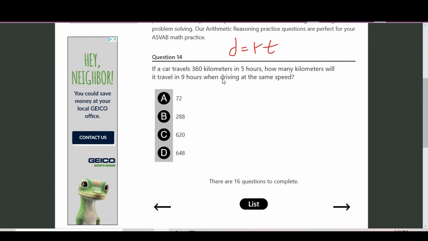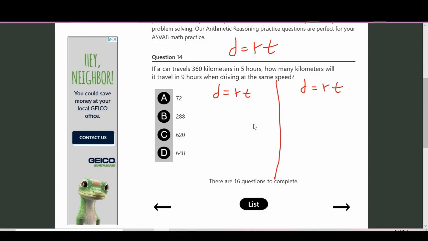So we are going to have to use the distance formula to solve this one. In fact, we're going to have to use it twice. We're told that it travels 360 kilometers in 5 hours. That said, it never gives us the rate of speed of its travel. So let's go ahead and set this up. Again, I told you we're going to have to use it twice, and I'll show you why in just a second.